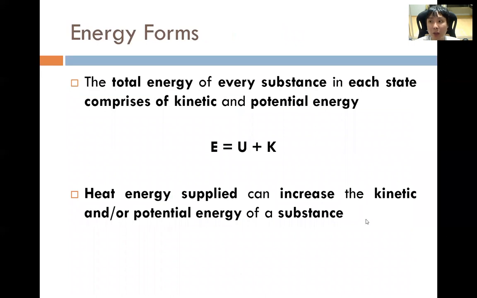Okay, so next we'll talk about energy forms. The only types of energy that any substance can have can be divided into two categories: kinetic energy and potential energy. Kinetic energy is the energy that a particle possesses due to its motion, while potential energy is the energy that a particle has due to its position. One is due to motion and one is just due to the configuration of all the particles in that state.